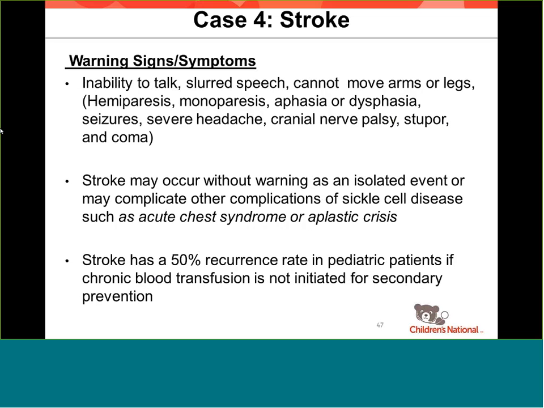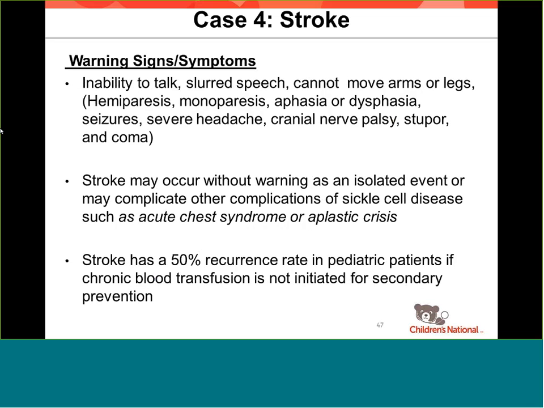Warning signs: inability to talk, slurred speech, cannot move arms. So the medical definitions: hemiparesis, monoparesis, aphasia, dysphagia, seizures is a very common one. Severe headache, cranial nerve palsy, stupor, coma, and very severe ones, hemorrhagic stroke, which is rare. In pediatrics, it's more thrombotic strokes, where you have an evolution of blockage of blood supply, embolic, in the brain, and that's how it happens. Hemorrhagic strokes are more rare in pediatric patients.